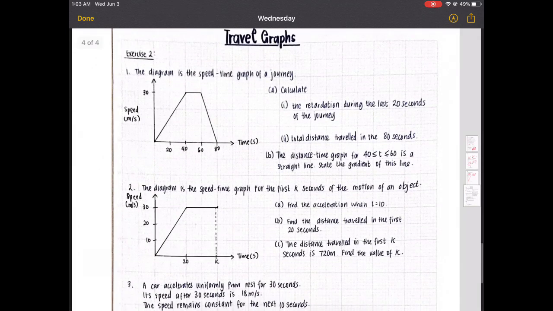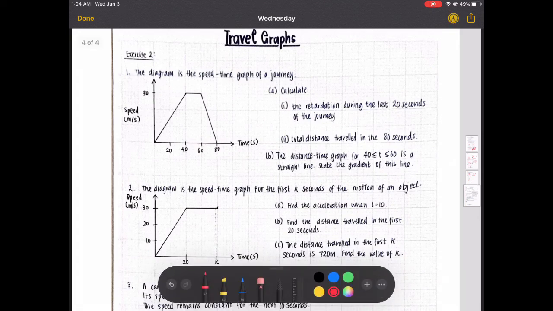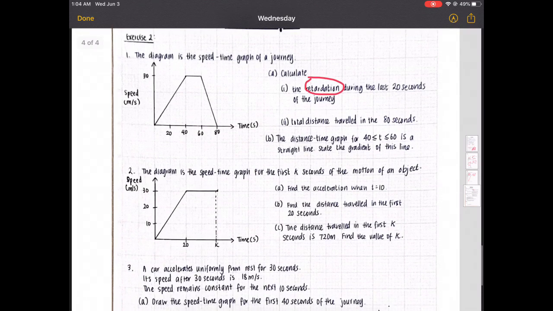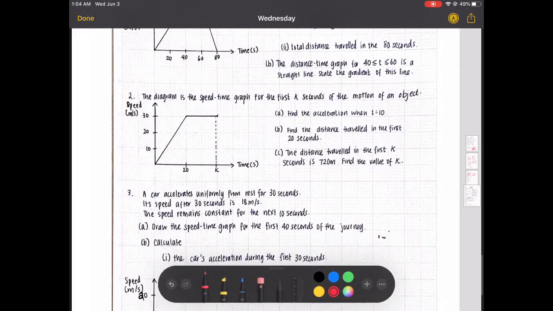Okay, I will not show you the speed time to acceleration time graph because it is similar to the speed time and distance time graph. But there are things that I want to highlight in the exercise. For example, in the first question here, the word retardation is a synonym for deceleration. And then another one, hold on, I'm looking. Yes, here. So the word uniformly is used similarly to the word constantly.